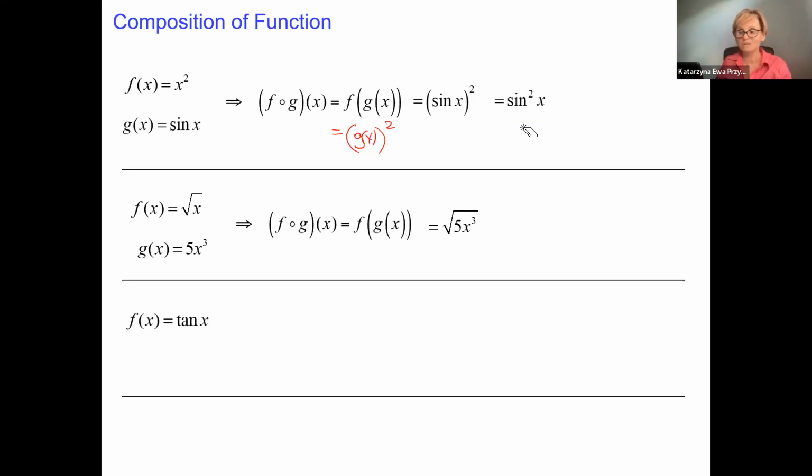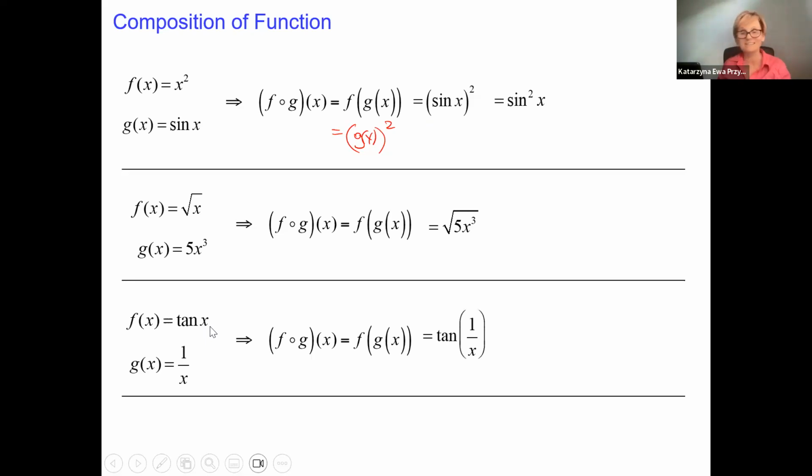Now, tangent of x and 1 over x. Yes, it's fine. I figured out that the 2 is just a typo. Let's combine and create f of g of x. It means tangent, yes, tangent is the outer function. Instead of x, we will put the new function. So tangent is the outer function, and the inner function is 1 over x.